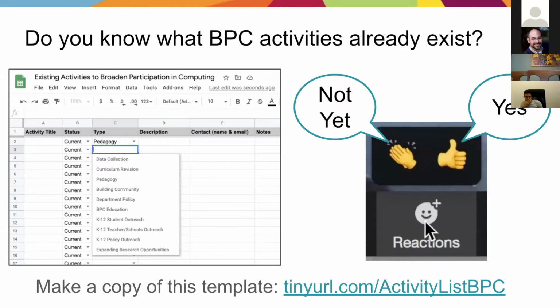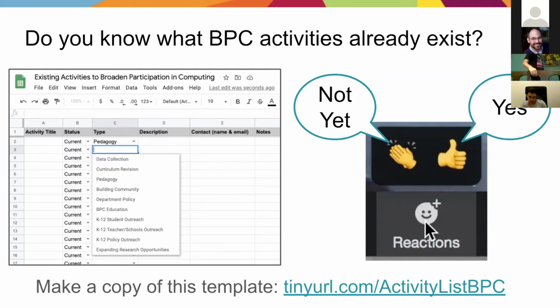Okay, so I would love for folks to use their reactions, either the clap of, do you already know all the BPC activities that exist in your department? Clapping means yes, thumbs up means no. I find that one is a little easier to find than some of the other ones. So add some reactions. If you don't know where the reactions are, don't worry. You don't strictly need to vote. But I want to draw your attention to this piece.